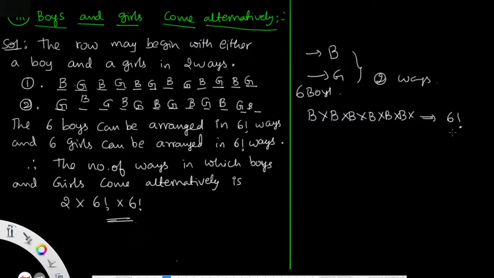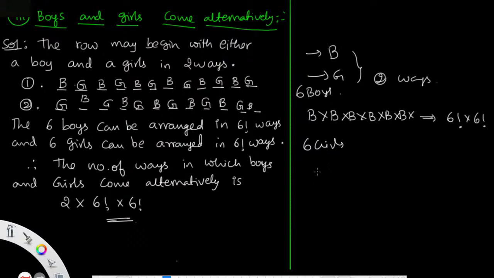And for the remaining, alternatively means that in between boy and boy, a girl should occupy the place. How many girls are there? 6 girls. So the girls can be arranged in 6 factorial ways. This is the first way, where the row begins with the boys. And the second way is that the row begins with girls.